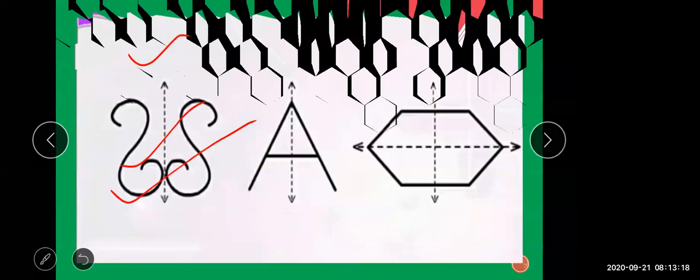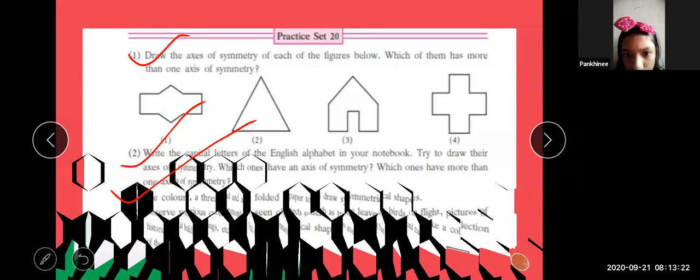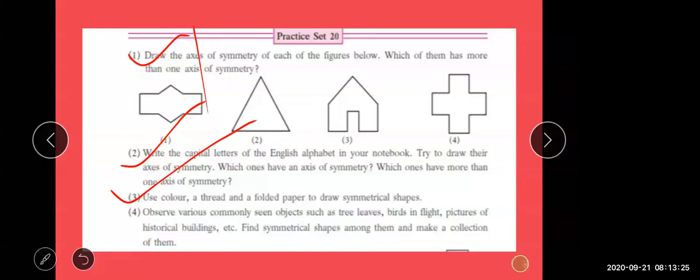Okay, now the next, our question number 4. What is question number 4? Observe the various commonly seen objects such as tree leaves, birds, kites, pictures of historical buildings, etc. Find the symmetrical shapes among them and make a collection of them.